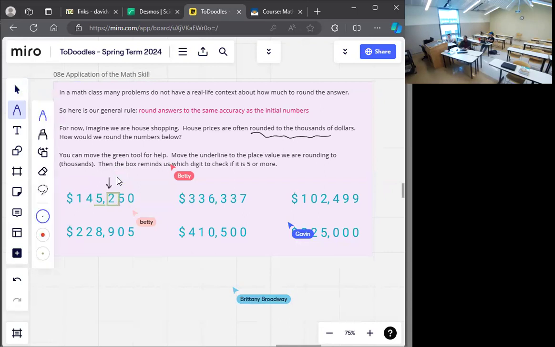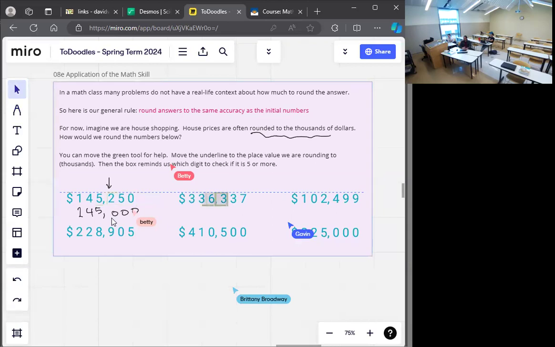All of these digits just sort of go away. 250 is closer to 0 than a whole 1,000. So we don't get to add a whole other 1,000 to this. Let's do the next one. How would we round that home price to the nearest 1,000?